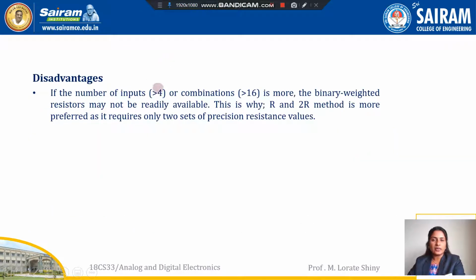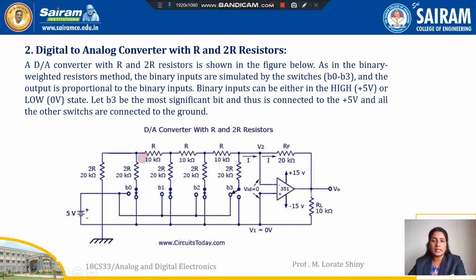But in this method we have some disadvantages. If the number of inputs is 4, we will get 16 combinations. But think, if the number of inputs is 40, how many combinations will we get? That many resistors would have to be included in the circuit, so the circuit will become much more complex. This is one of the disadvantages, and because of this we are moving to the next type.